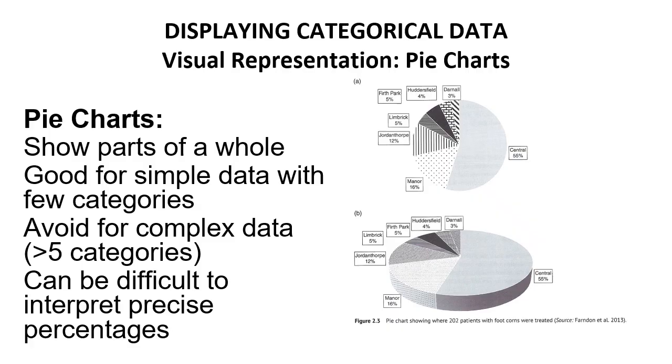In considering our textbook and discussing pie charts, the textbook says generally pie charts are to be avoided as they can be difficult to interpret, particularly when the number of categories is greater than 5.